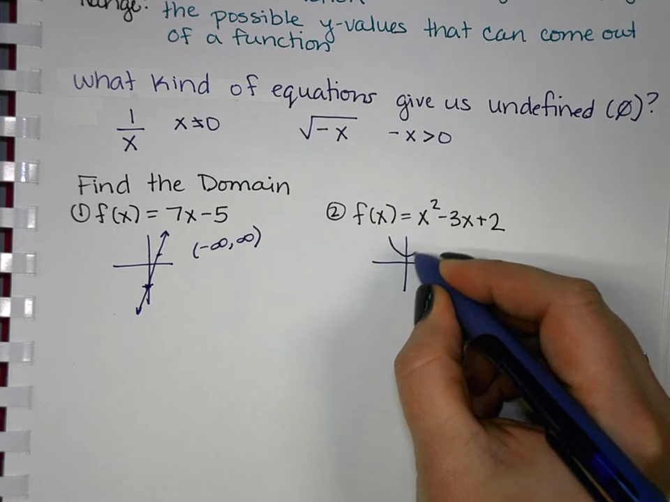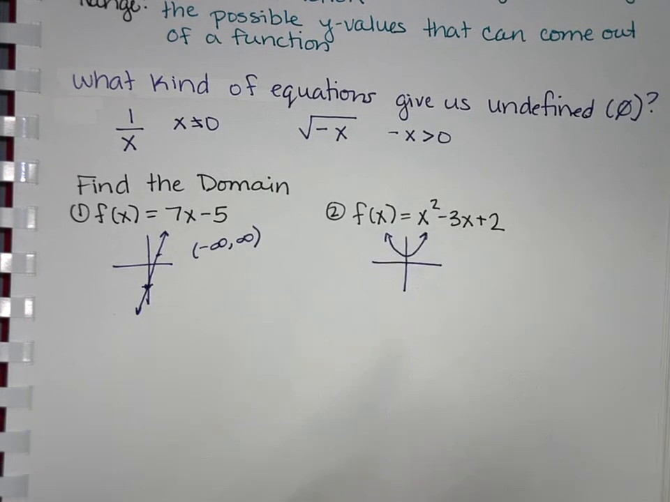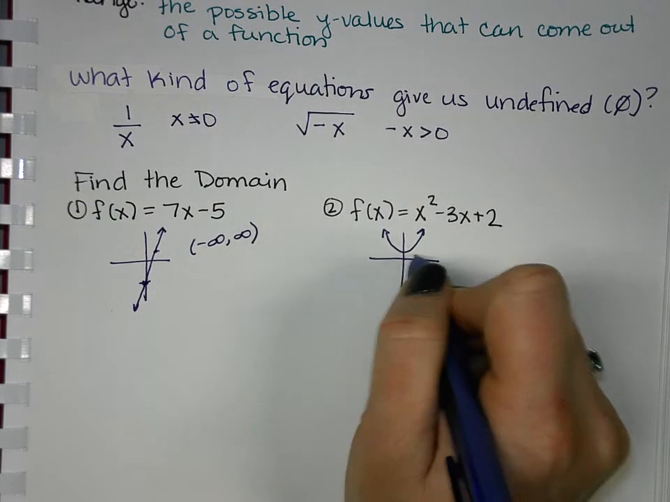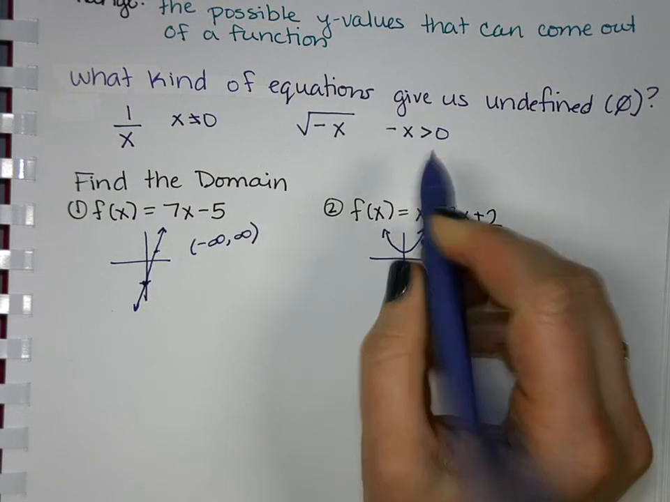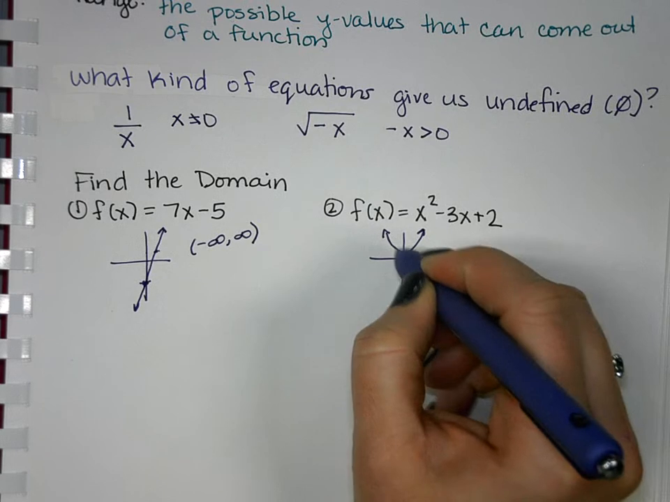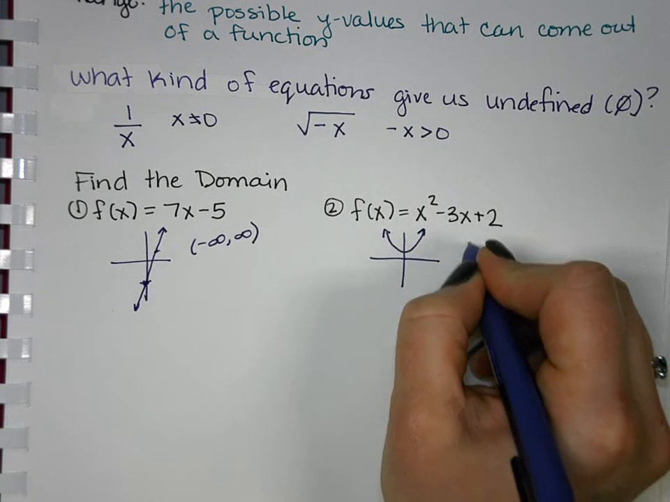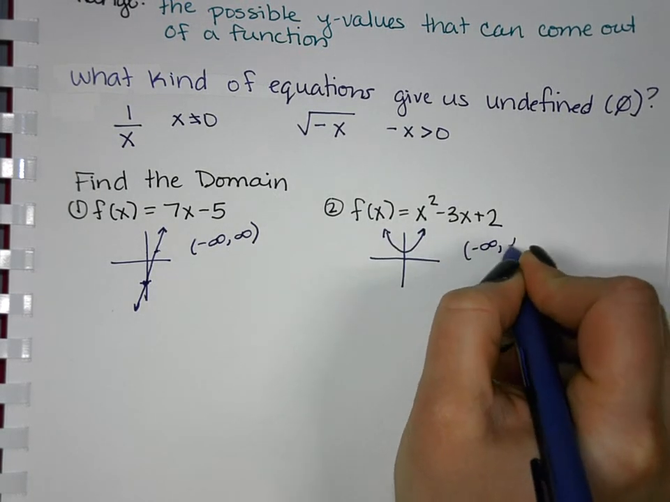So it's going to be somewhere like this. It's positive, has a y-intercept at 2, it's something like this. And again, I don't have any point that I won't hit. All my x's are going to get hit as it continues to grow. So again, negative infinity to infinity.